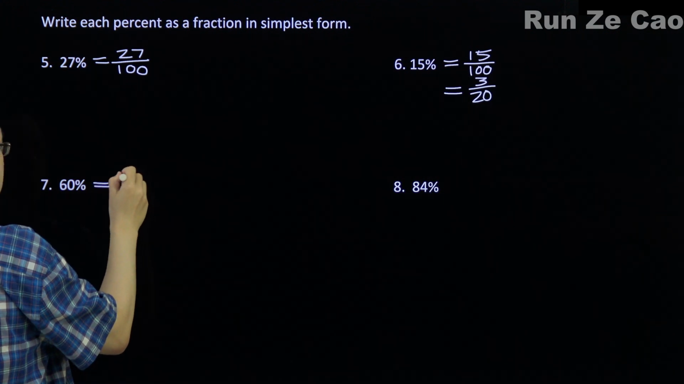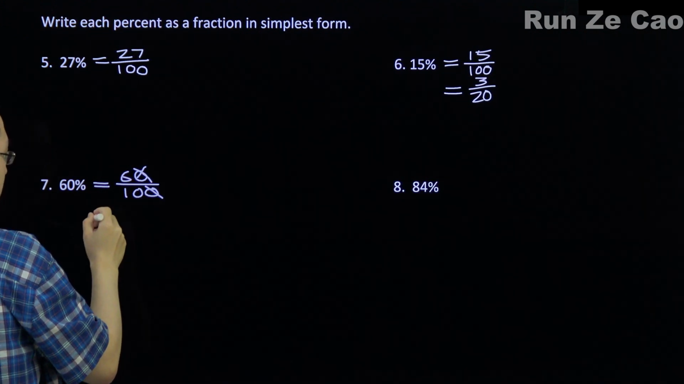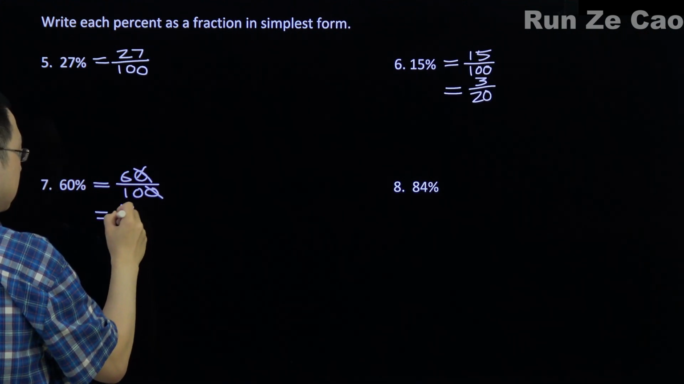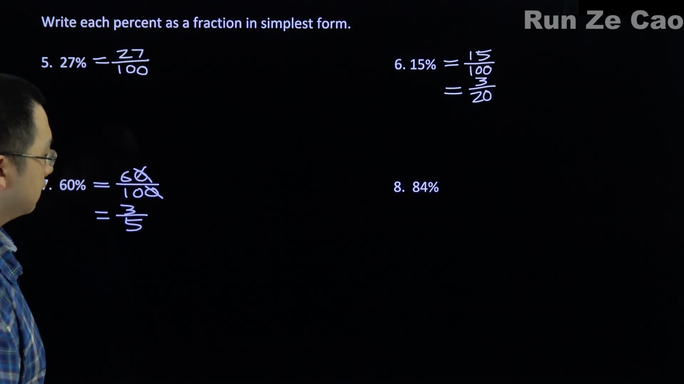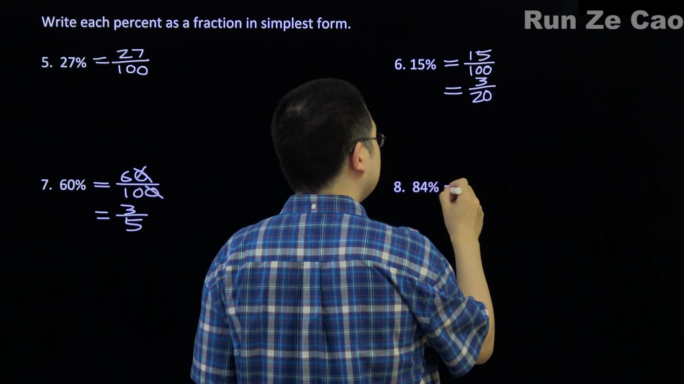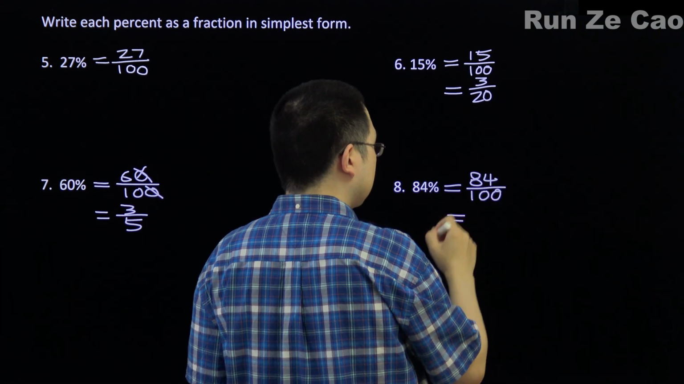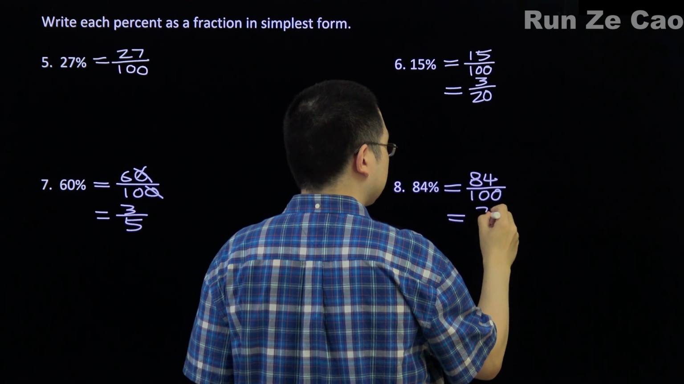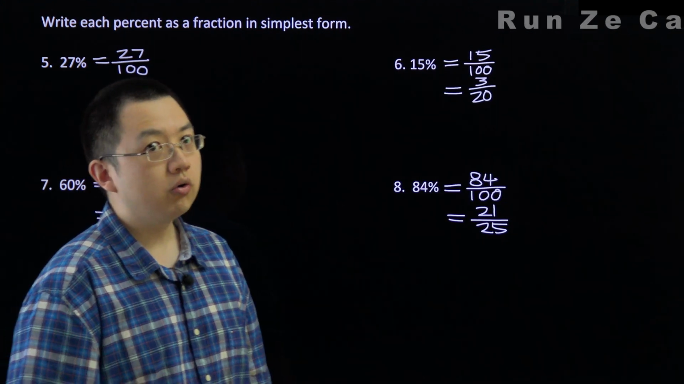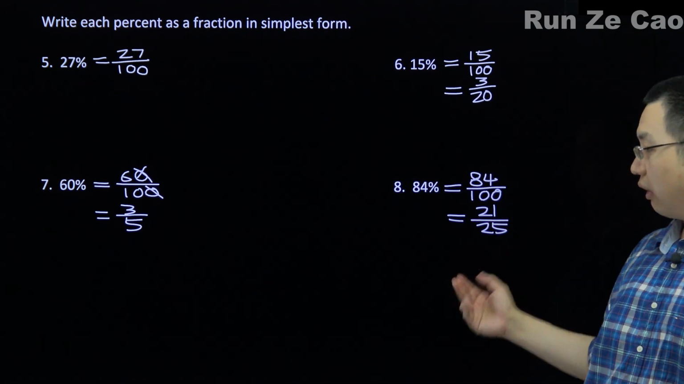60% is 60 over 100. Yeah, we can immediately get rid of a 0. So this leaves us 6 over 10, which is equal to 3 over 5, because we can divide both top and bottom by 2. 84% is equal to 84 over 100. Now we notice that the top and bottom are both divisible by 4. So we do that, and we get 21 over 25. 3 times 7 versus 5 times 5, no more common factors more than 1. So it's in simplest form.